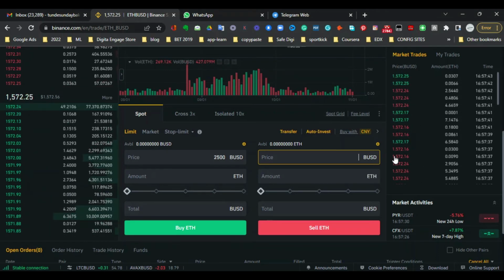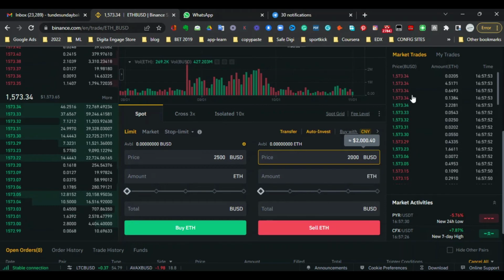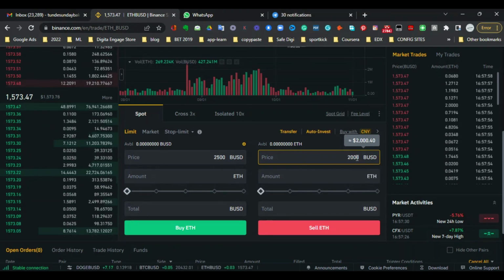Let's say we speculate that Ether will get to 2,000 BUSD. This is clearly above the current price. This is a sell limit order because we have speculated. So when the price gets to 2,000 or above it, this order will be triggered. Let's say it gets to 2,001 and it comes to 1,999.